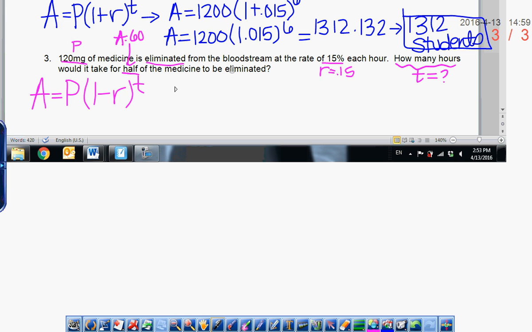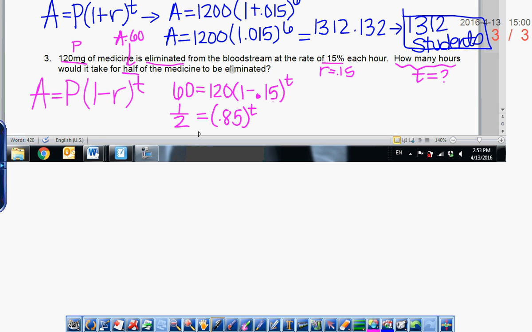All right, let's plug in. 60 equals 120 times 1 minus 0.15 to the T power. We are solving for an exponent. Anytime we are solving for an exponent, we have to rewrite it as a log. But before we can do that, we have to isolate that exponential part. So we divide both sides by 120, which will give us 1/2 equals, what's 1 minus 0.15? 0.85 to the T power.